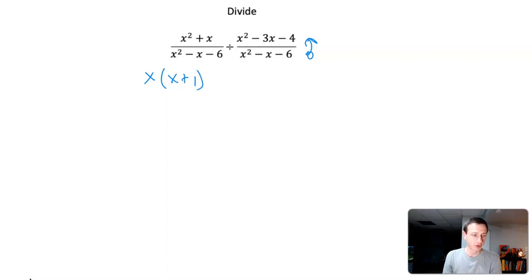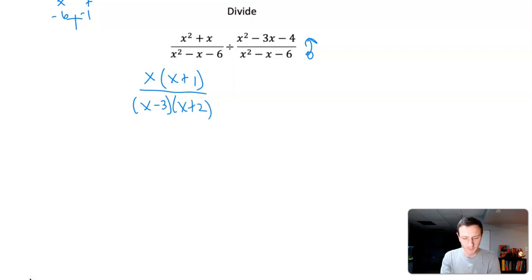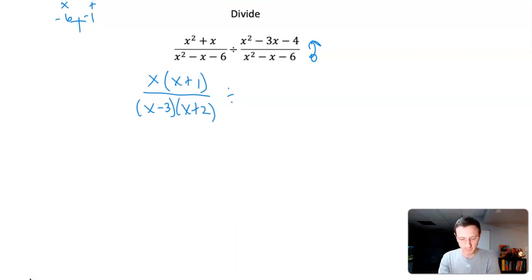On the bottom, I have a trinomial. I'm looking for two numbers that multiply to -6 and add up to -1. That's going to be x minus 3, x plus 2, right? -3 times 2 is -6, and -3 plus 2 is -1. And I'm still on the original problem, not changing anything just yet.